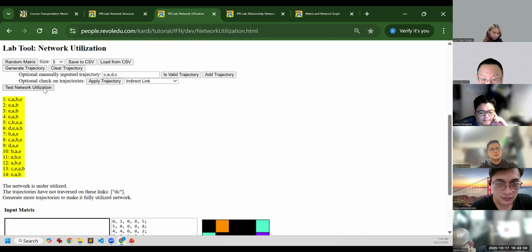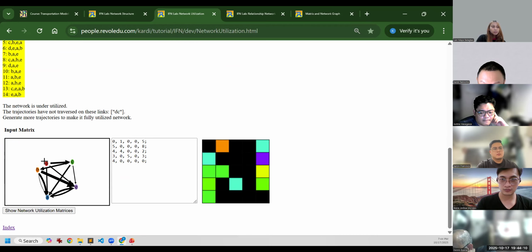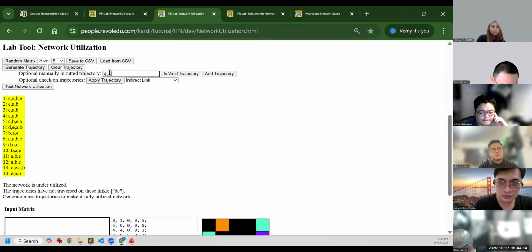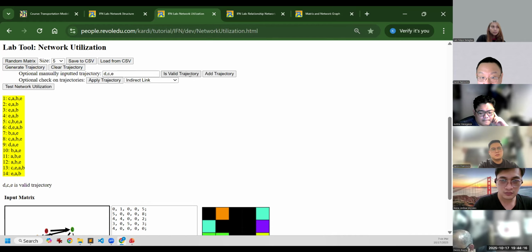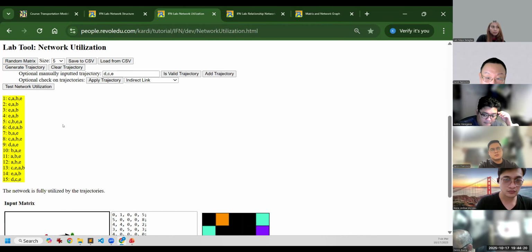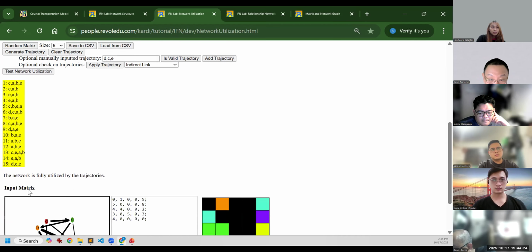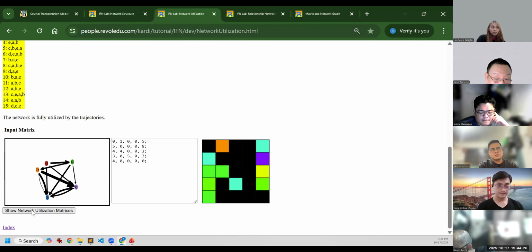Still underutilized. DC is not there. In that case, let's generate something with DC. From D to C and then to E. Is this valid? Yes, it's valid. Then we add it. Then I test again. Oh, it's already fully utilized. So I have 15 trajectories, and then I will show the network utilization matrix.